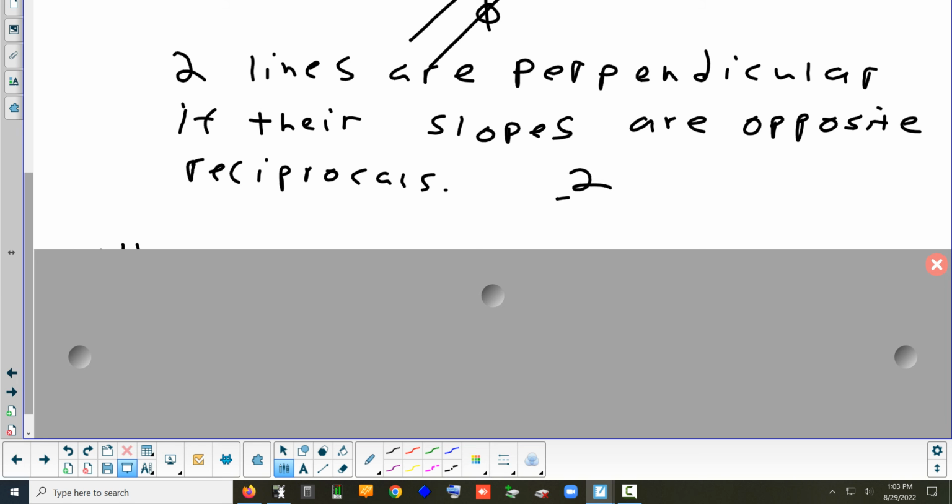There's an example. If I said to you, tell me the slope of a line that's perpendicular to one with a slope of 2/3, it would be what? What would be perpendicular to a line with a slope of 2/3? Negative 3/2. Those two lines, if you use those as slopes, they would be perpendicular.